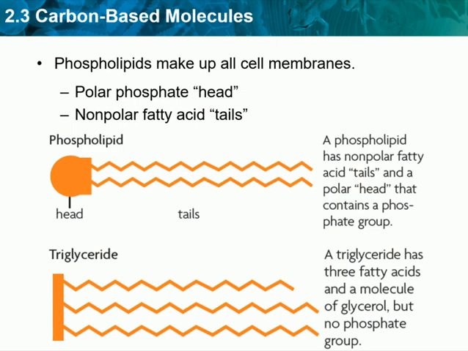All cell membranes are made mostly of another type of lipid called a phospholipid. A phospholipid consists of glycerol, two fatty acids, and a phosphate group that is part of the polar head of the molecule. The fatty acids are the nonpolar tails of a phospholipid. Compare the structure of a phospholipid to the structure of a triglyceride on the screen here.